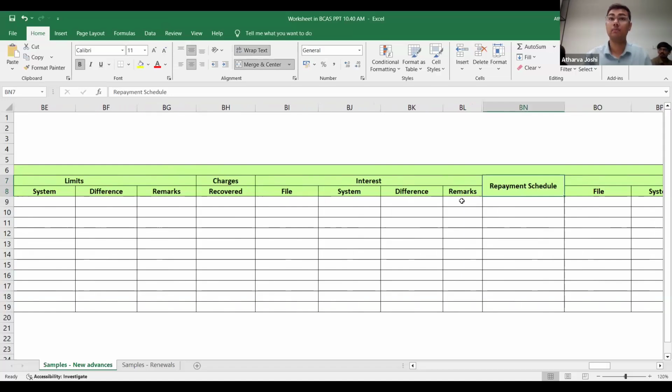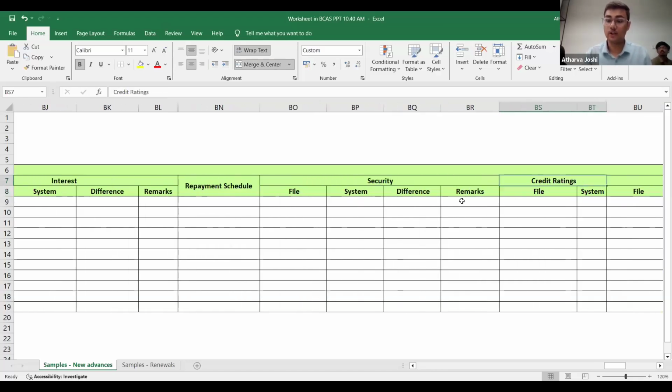We shall be checking the repayment schedule. Basically, whenever a term loan is sanctioned, a repayment schedule is already given by the bank. Check whether the repayment schedule is properly entered into the system. Next, in case of security, what are the security details? In case of credit rating, there can be an external credit rating, and every bank also has its internal credit rating parameters. Both the credit ratings are entered into the CBS software.